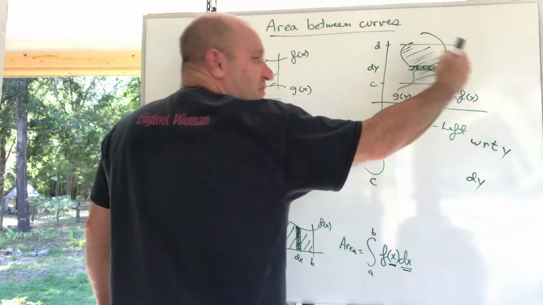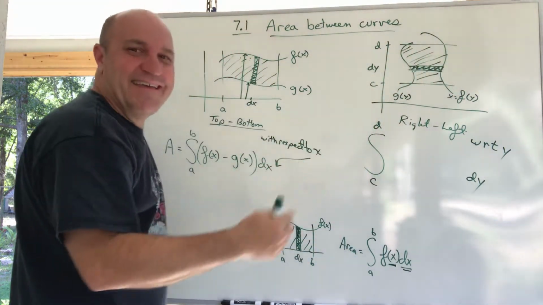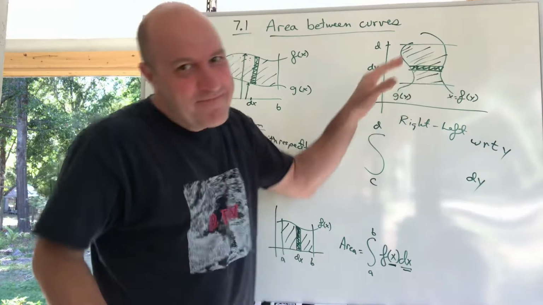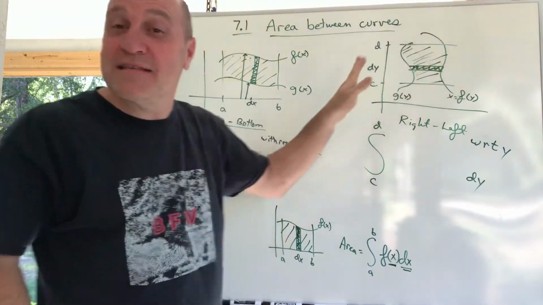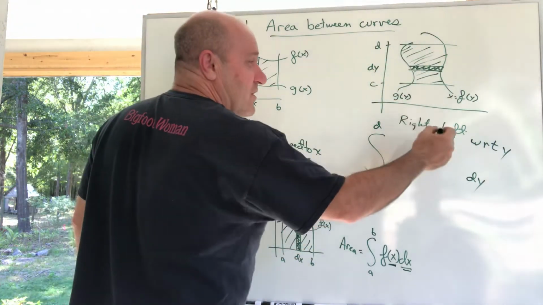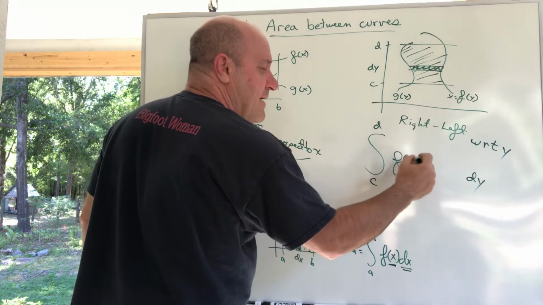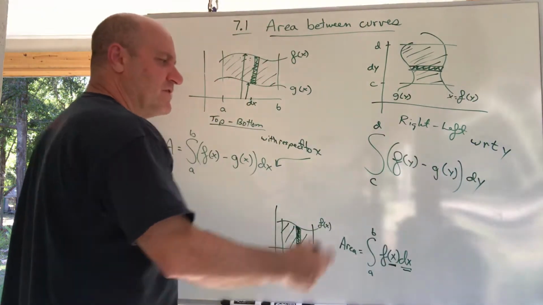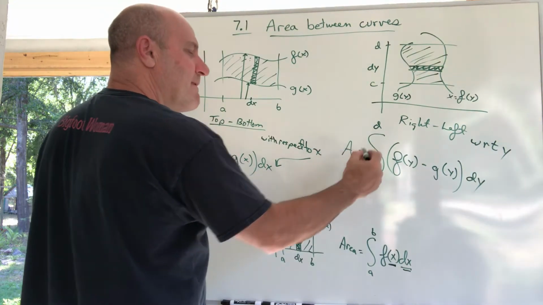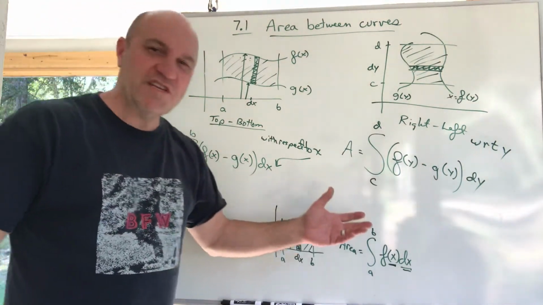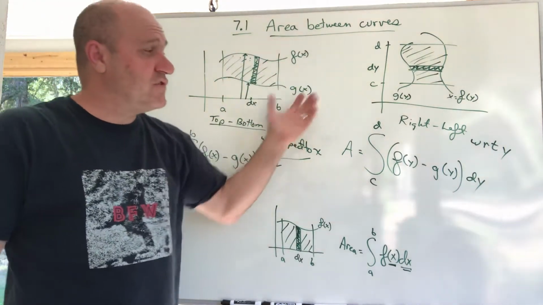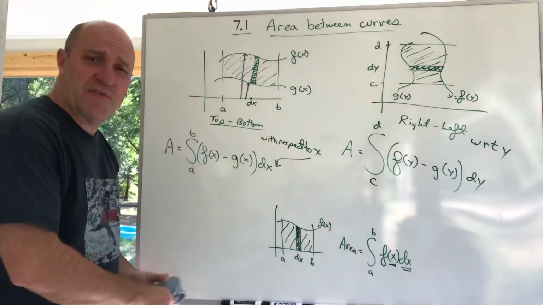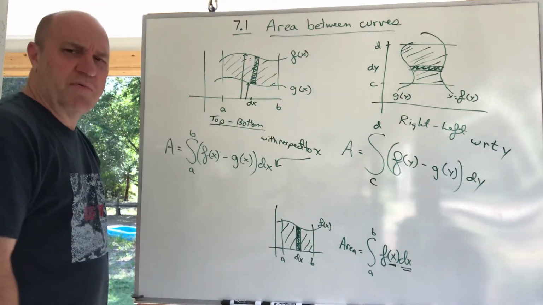It's top minus bottom, but I'm turned sideways. It's right minus left is what it is. So it's the right curve f of y minus the left curve g of y. So that's also area. So the area of a region in the xy plane between two curves. That's the new topic. That's all the theory behind it, kind of. We should do a problem.